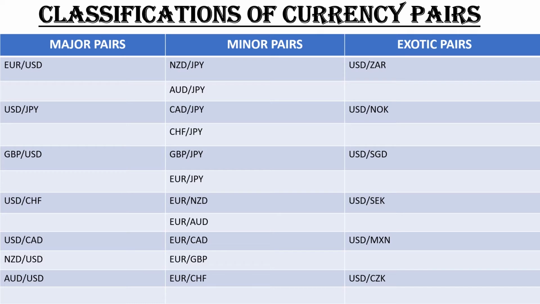Euro, Japanese yen. Euro, New Zealand dollar. Euro, Australian dollar. Euro, Canadian dollar. Euro, Great British pound. Euro, franc. Looking at this, you will see that minor pairs don't have US dollar in them, but include other major currencies like Euro, Japanese yen, and Great British pound. Take note. So these three currencies are also major currencies.